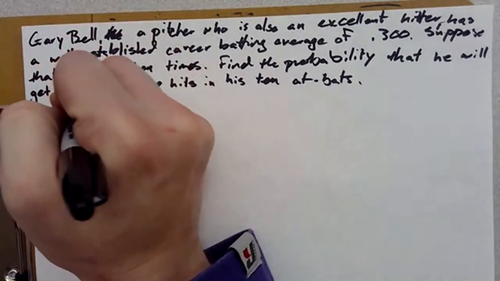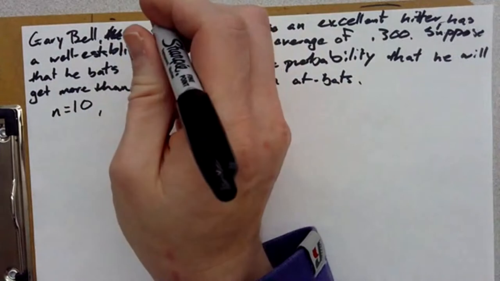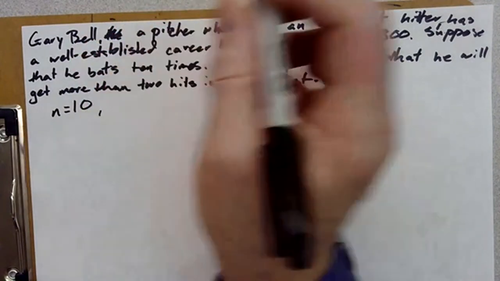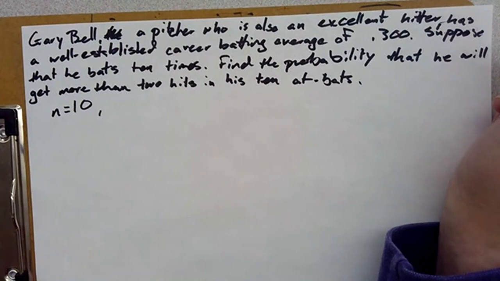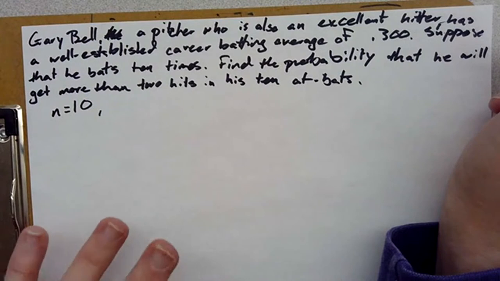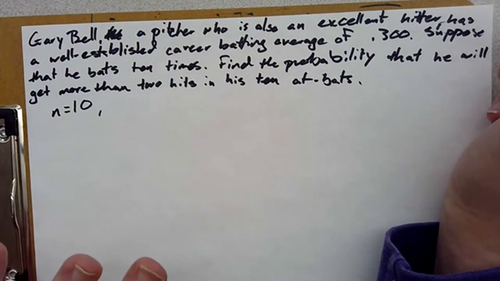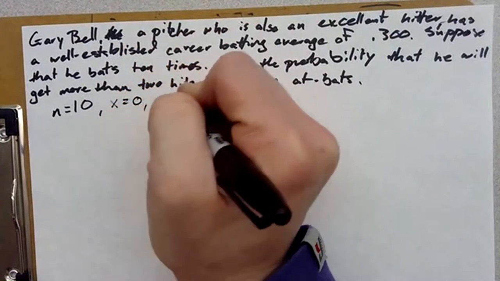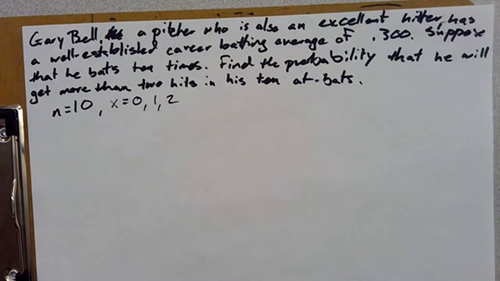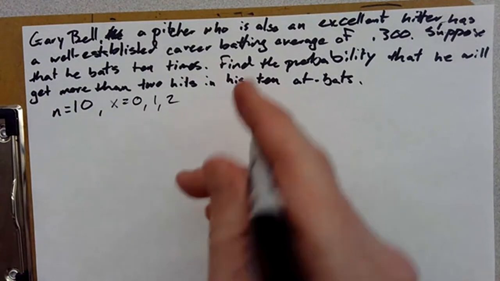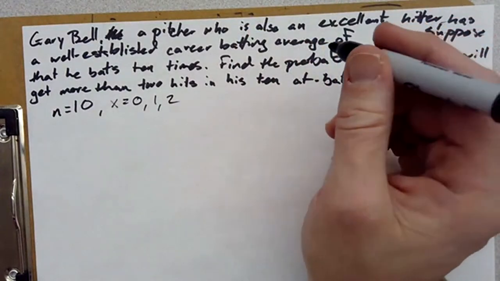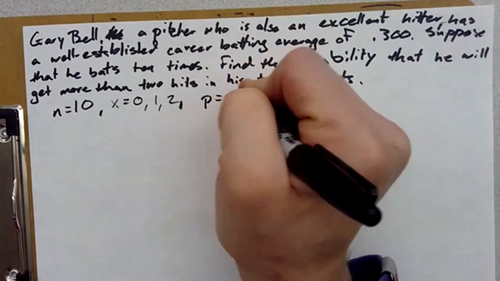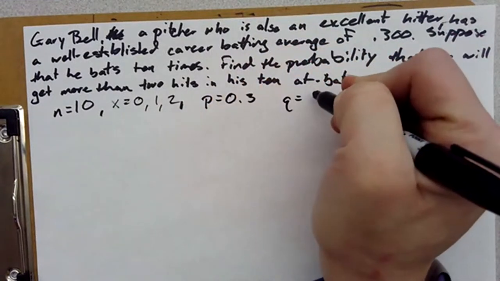Okay, so here n is 10. And x is a little different because we're asking about getting more than 2. That would mean we'd need to calculate this for 3, 4, 5, 6, 7, 8, 9, and 10. So it's going to be easier if we let x equal 0, 1, or 2, and then subtract that from the total number of possibilities. Here p is 0.3 and q is thus 0.7.